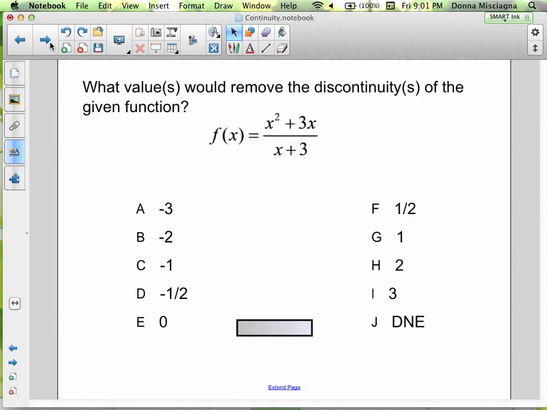Let's look at this one. What values would remove the discontinuity of the given function? Right, so I needed to figure out which is the value, and I also have here where it occurs. And so if you said f of negative 3 equals negative 3, so if you said A, you were correct. Right? That value would remove the discontinuity. Let's look at y on the next page.